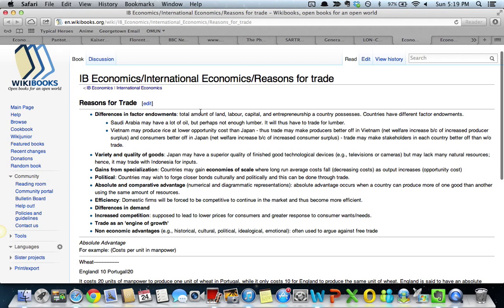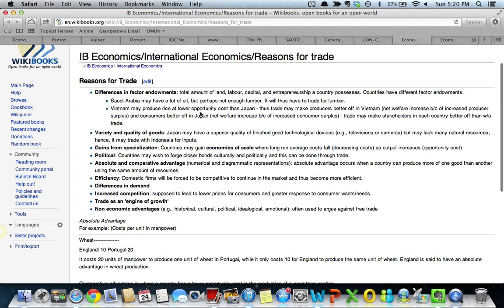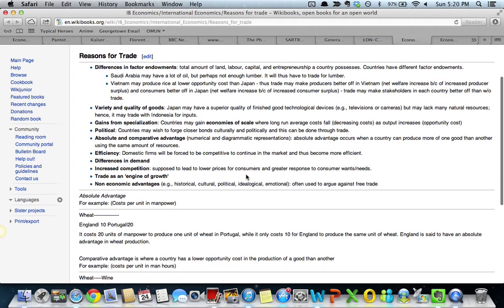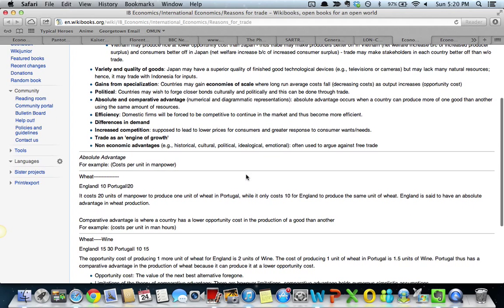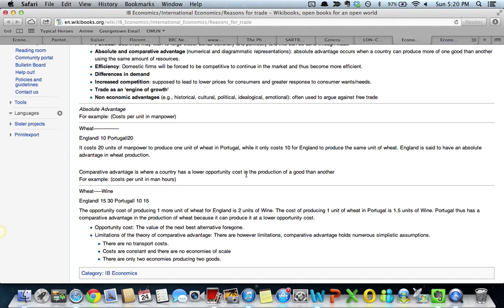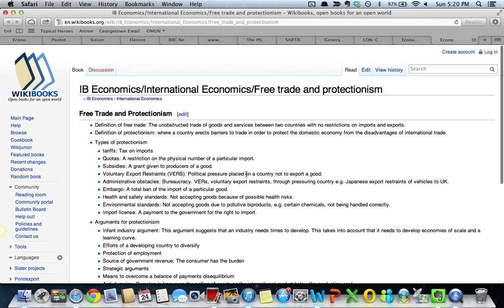The first thing that they want us to know about is reasons for trade, and as you can see here, these are some of the big concepts. First, you have all the definitions that you need to know, and knowing these definitions will be very helpful for the test. Then I'm using Wikibooks actually. It goes into a lot of detail about the examples, in particular absolute advantage. This is not something that they do all the time, so yeah, absolute advantage versus comparative advantage, which is a big concept in international. So let's move on to the second topic, and that's free trade and protectionism.